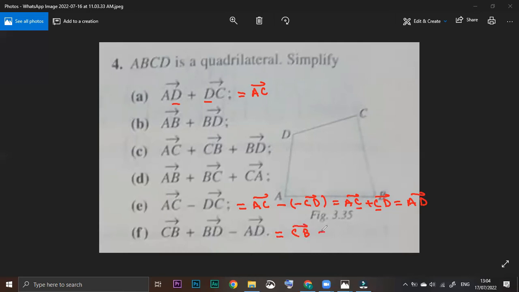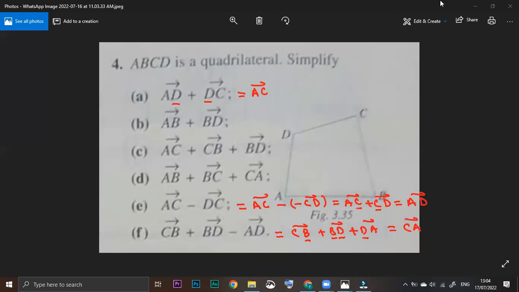CB plus BD. Change the direction of AD to change this minus sign into positive, plus DA. Now you can see that the tail of the second is at the head of the first, the tail of the third is at the head of the second, and the final answer is CA.